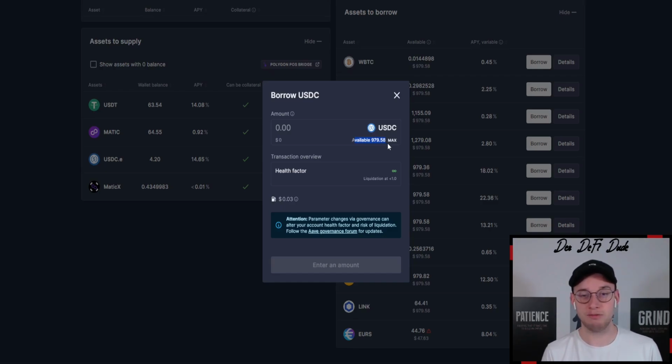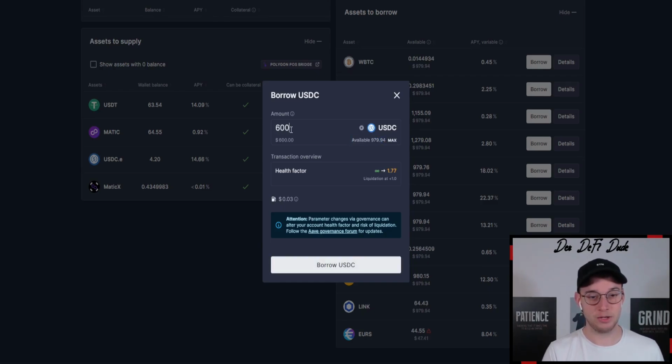As I already mentioned, you never want to do max because the asset we supplied in our case is volatile. So we have to care about our risk. And I think our risk here in this case is that Matic could drop another maybe 30 to 40%. That's why I would only go with around 50 to 60% of this value, which is displayed over here at the availability. In our case, I would say maximum of 600 right now, which gives us a health factor of 1.77. And you can see I would be liquidated. So all my assets would be gone. So all my Matic, if we reach a health factor of below 1.0.